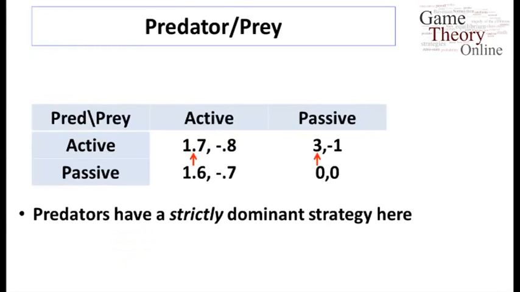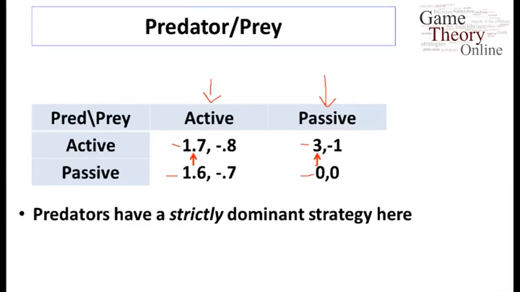Let's go back to our favorite example, our predator-prey example. Thinking from the perspective of the predator now, notice that the predator has a dominant strategy of being active. Because, let's think about it, if the prey is active, then of course the predator would rather be active rather than passive because they'd get 1.7 rather than 1.6. And similarly, if the prey is passive, they'd rather be active because they'd get 3 rather than 0. So either way, being active is better, and being passive for the predator is a strictly dominated strategy.